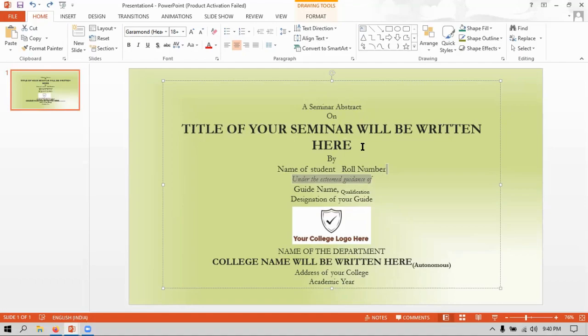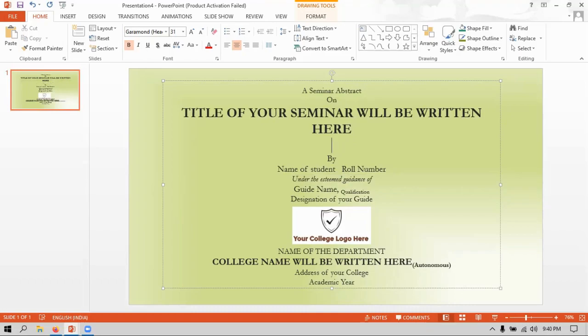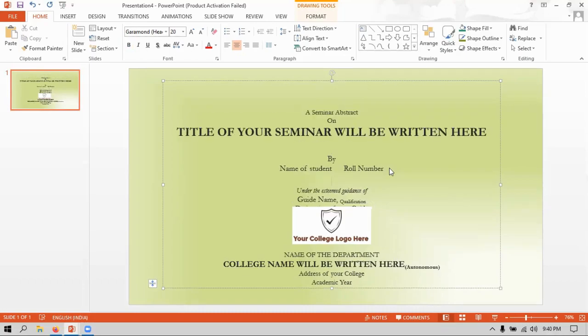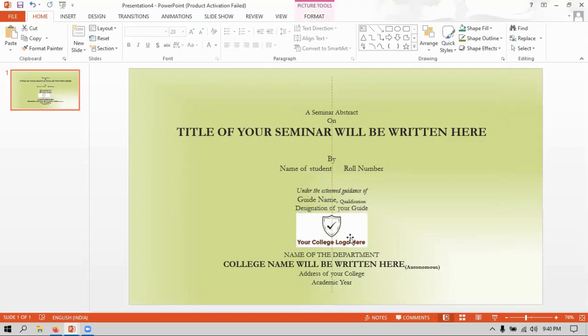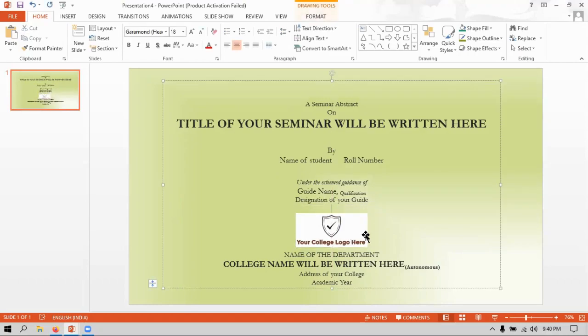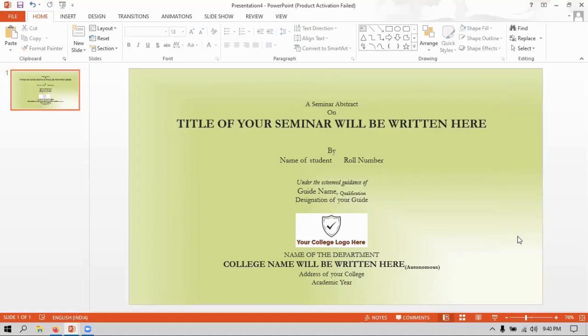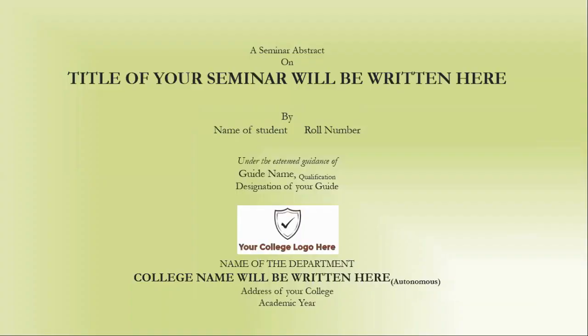So I'm going to provide some space after the title, and some space after the roll number. Then I'm going to provide some more space. Before that, I want to decrease the logo because I need to adjust it. And this is the "under the esteemed guidance of", and this will be the cover page final look. Now I'm going to give the slideshow. So now this will be the cover page.